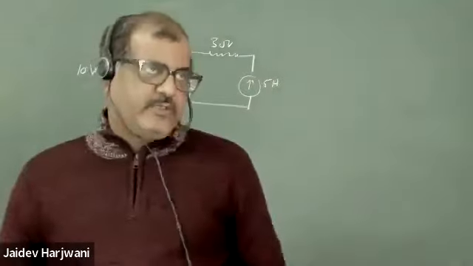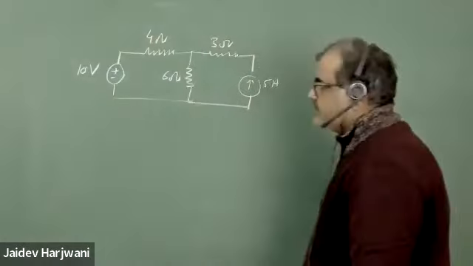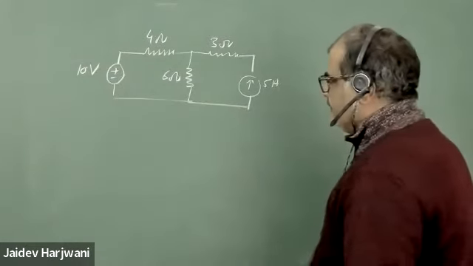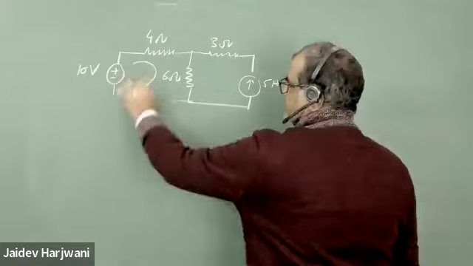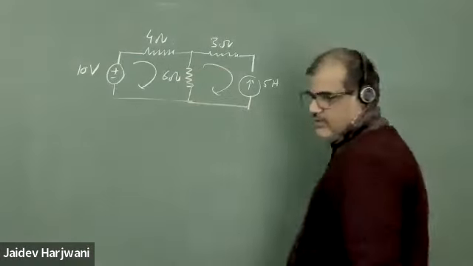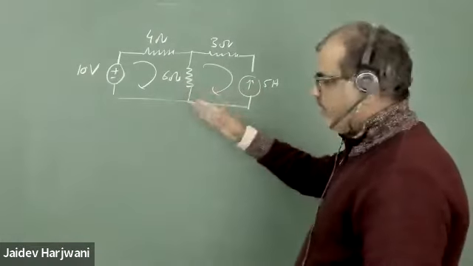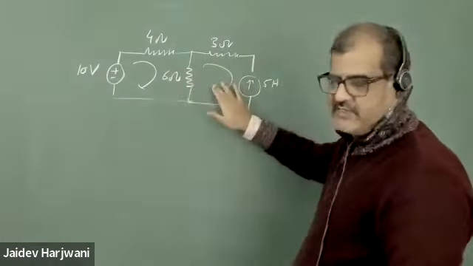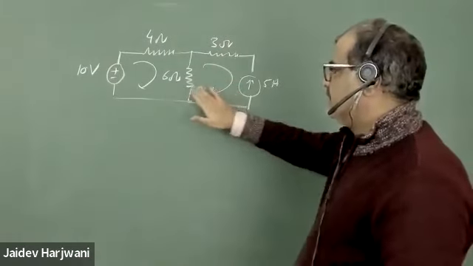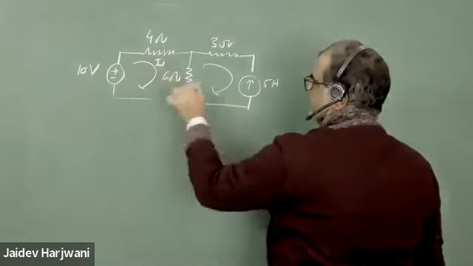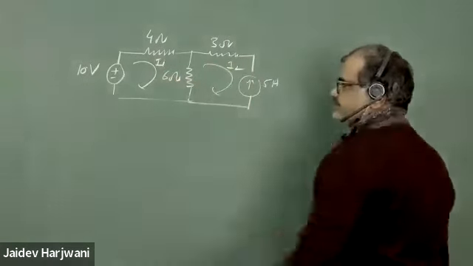So first you have to assign currents. But keep in mind, if you are assigning current as clockwise, then in the second loop also you have to apply clockwise. If you are applying anti-clockwise, then you have to apply anti-clockwise everywhere. Especially take care of this. So this current is I1, and this current is I2.